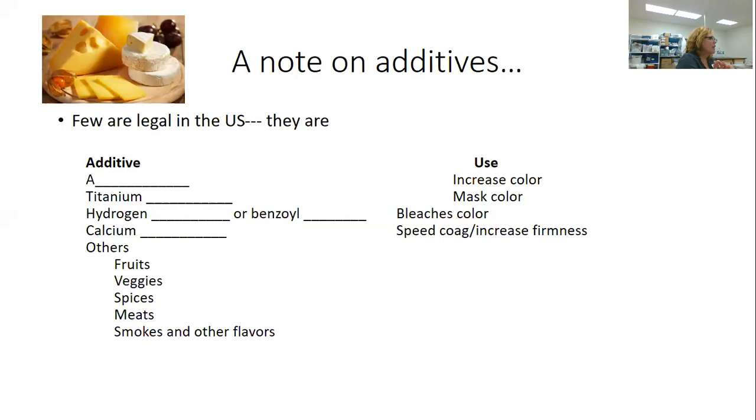Anything else that you want to add in there is not necessarily approved. You can add fruits, veggies, spices, meats, and smokes and other flavors, but you have to have a certificate of guarantee from the place that supplies you that they are food grade or food quality. Does that make sense? Okay, you can't just go out to Joe Farmer's garden and throw his stuff in your cheese. It has to be certified that it's guaranteed to be free of pathogens. That's different. This is cheese for selling.